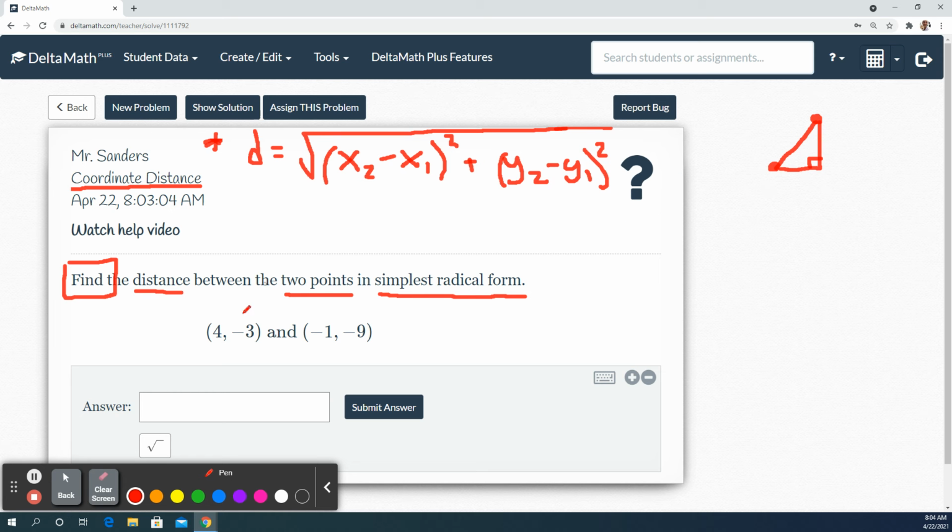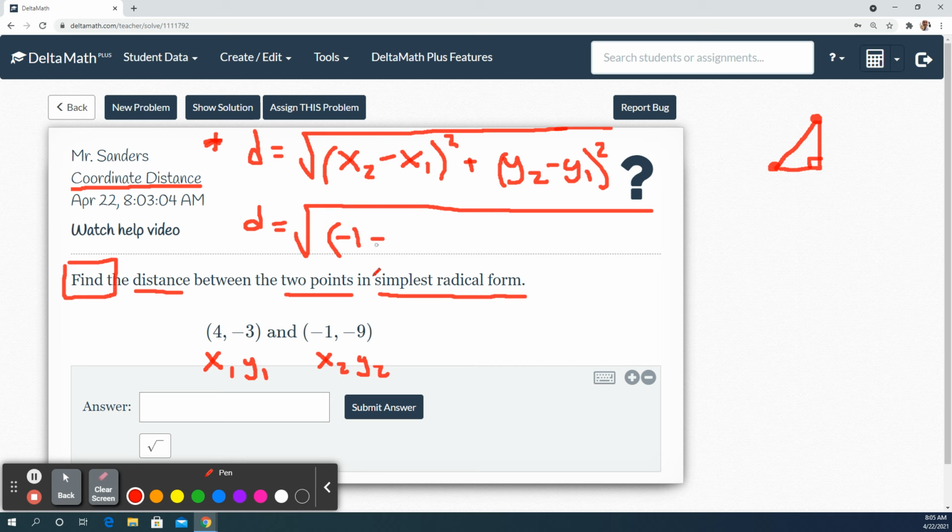All right. So we're just plugging things in. I'll call this my first point, x1, y1. Second point, x2, y2. And plug everything in. Distance is equal to the square root. x2 is -1. Minus x1 is 4. All of that gets squared. Plus y2 is -9. Minus y1 is -3. That's a double negative sign. Sometimes students get that confused.